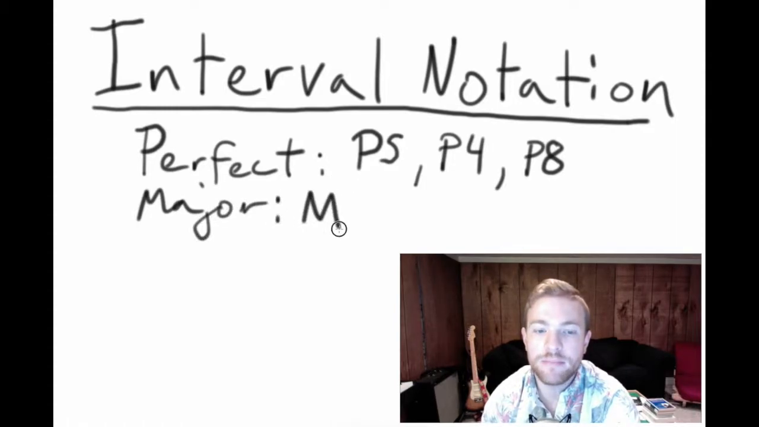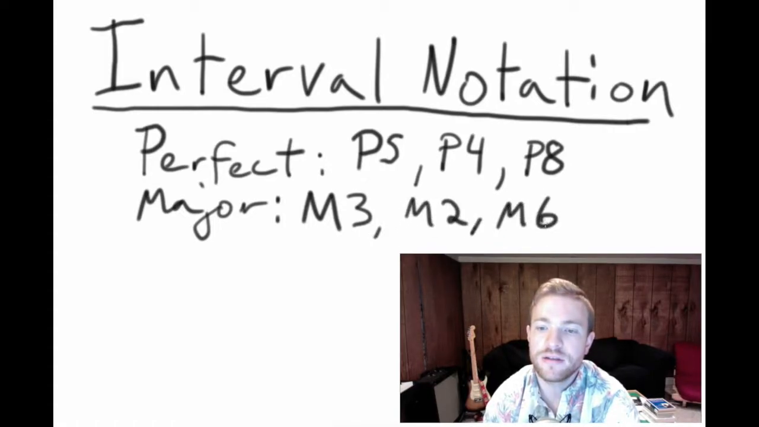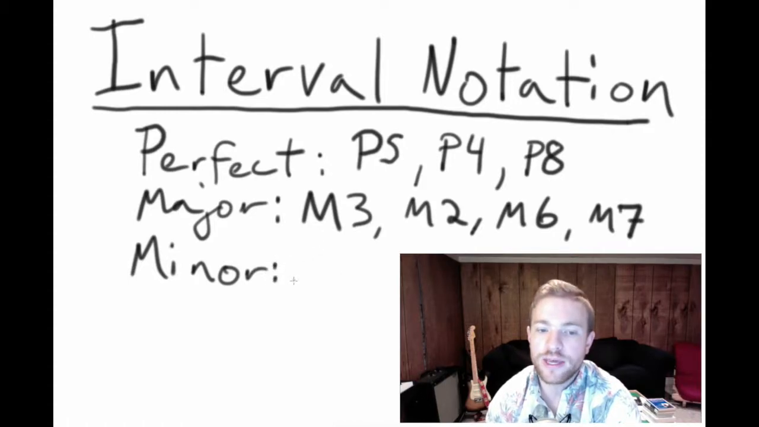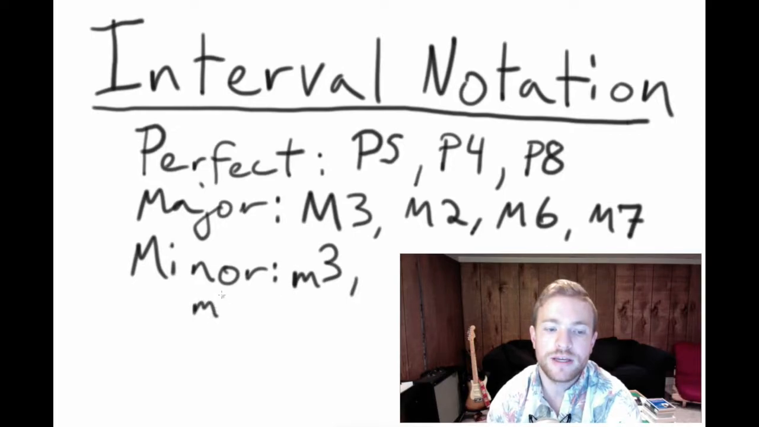Okay? For major intervals, we write a capital M. So for example, major third, major second, major sixth, and major seventh. Those would all be major intervals. For minor intervals, we're going to write a lowercase m. So for example, minor third, minor second, minor sixth, minor seventh.